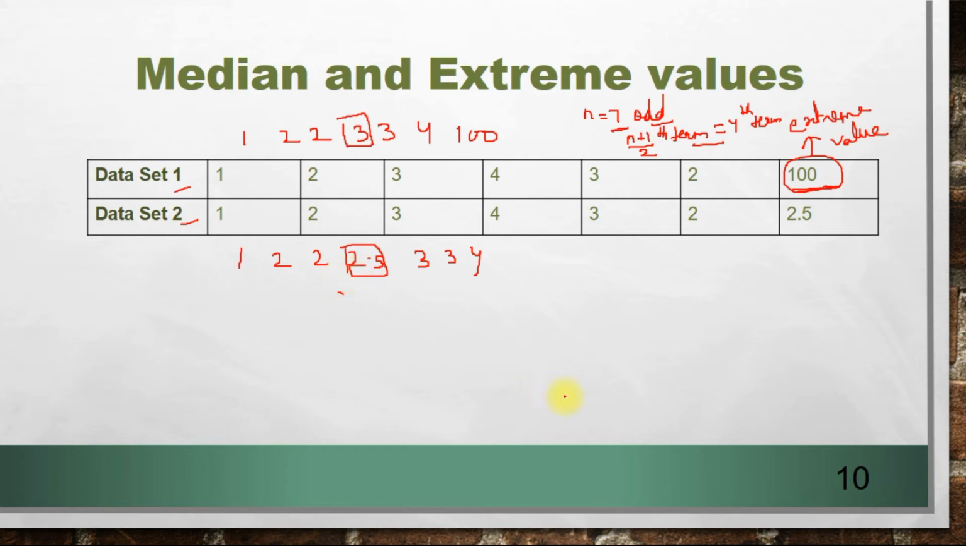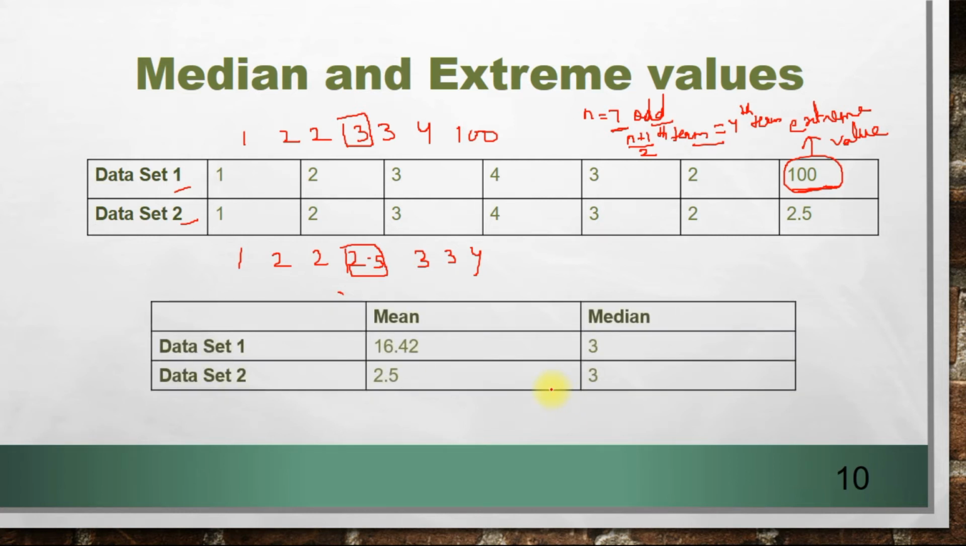Right. So what we have to notice in this exercise is that in the case of the median, extreme values affect it very little, while the mean is much affected by extreme values. If we calculate the mean for data set 1, the formula for the mean was: mean is equal to the sum of all observations divided by the total number of observations.